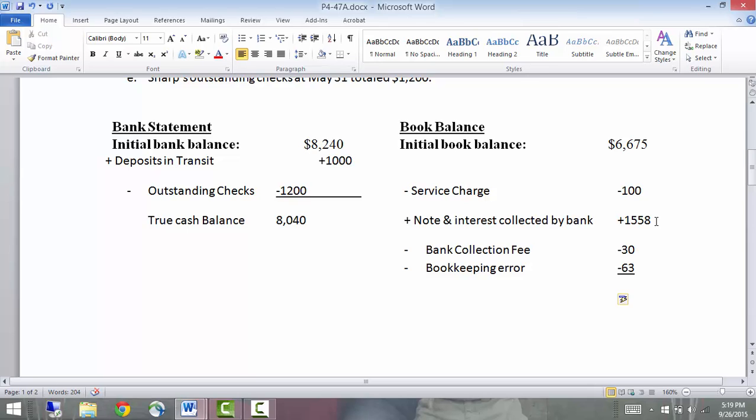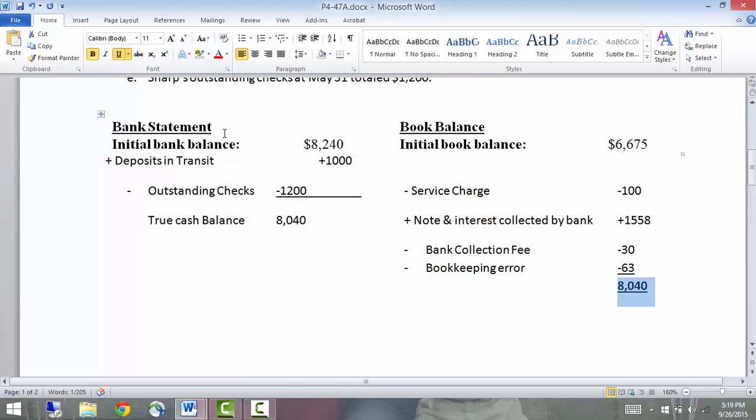And then also subtract the collection fee of $30 and subtract that error of $63. And that's going to give you a true cash balance of $8,040. So these numbers need to match.